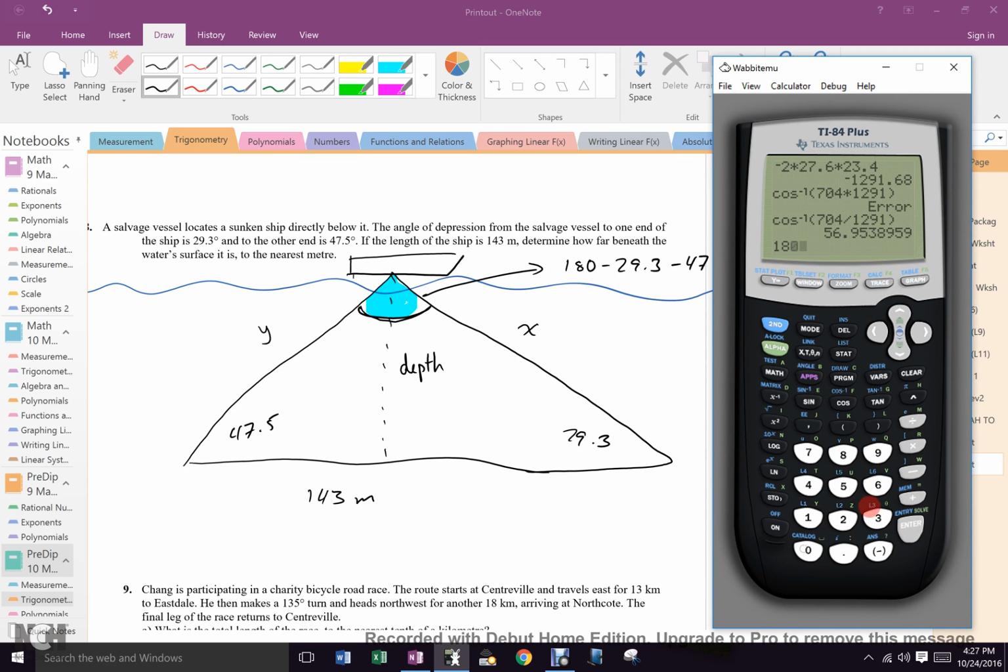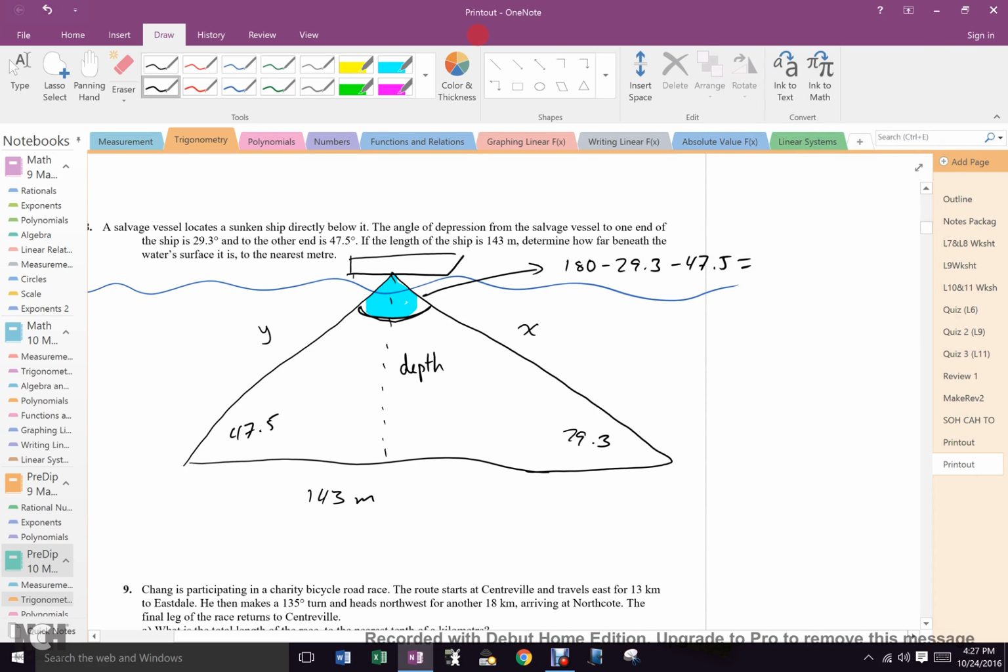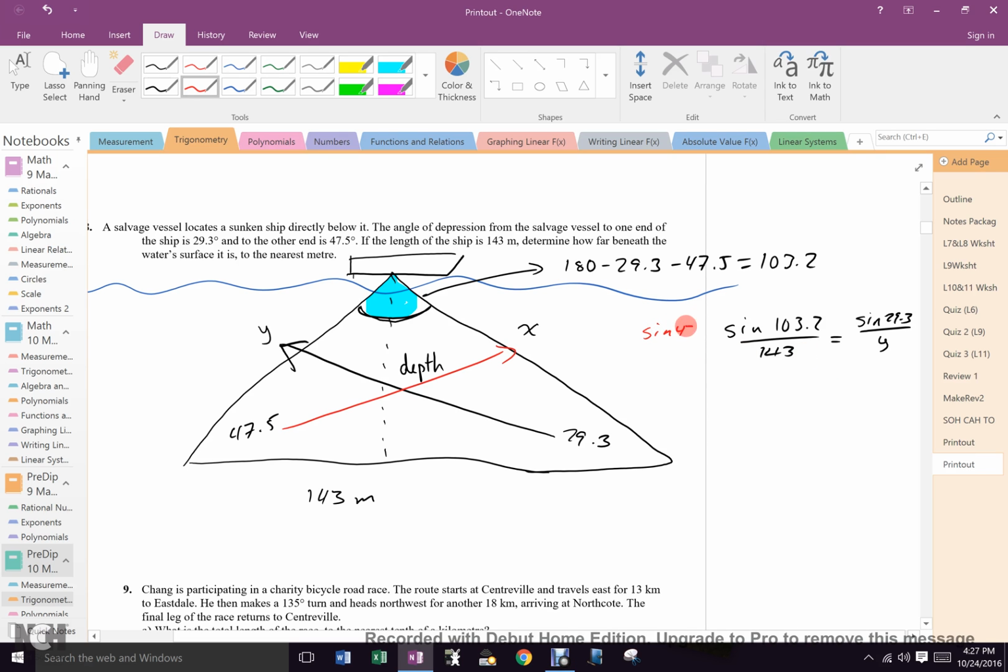So 180 minus 29.3 minus 47.5. 103.2. So this guy is 103.2. So now I have my pair. Sine of 103.2 over 143 equals sine 29.3 over y, the way I've drawn it. And it also equals sine of 47.5 over x. Now I can use the sine law to find them both.